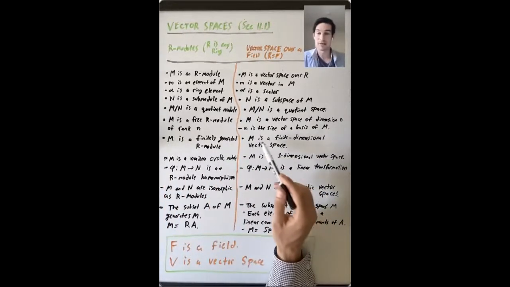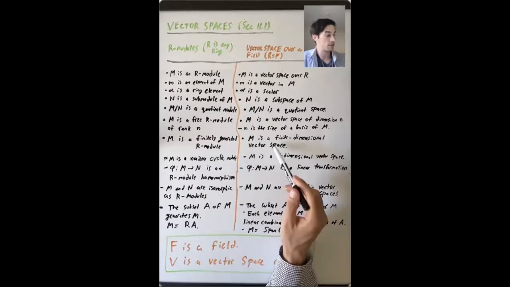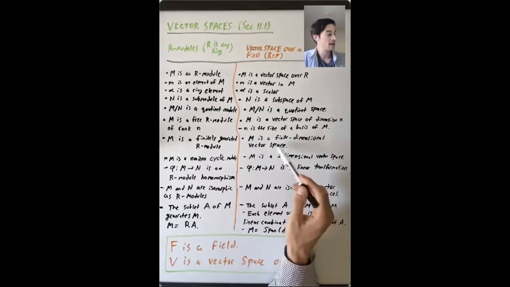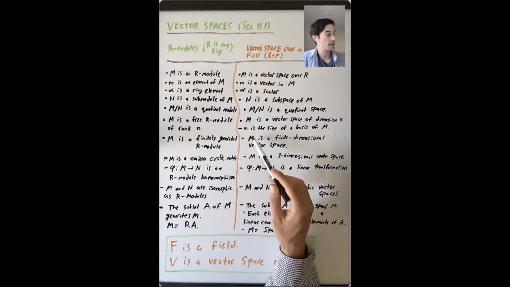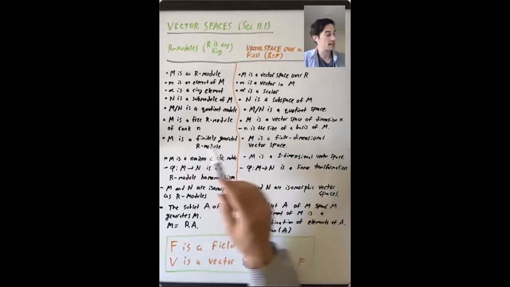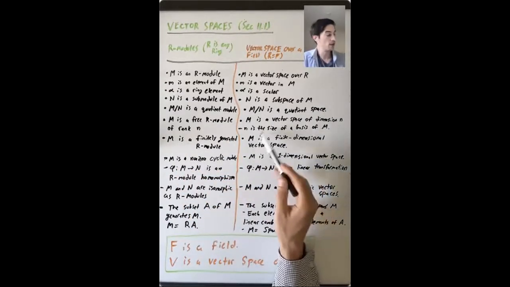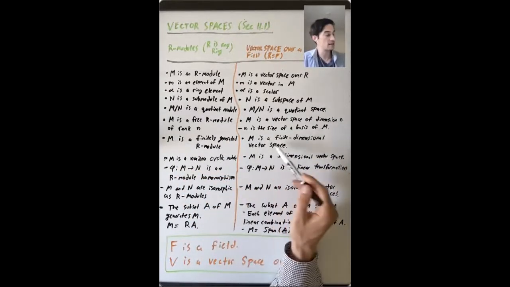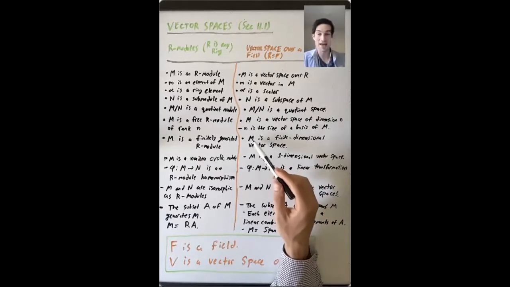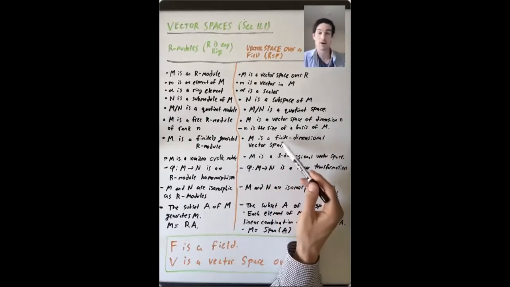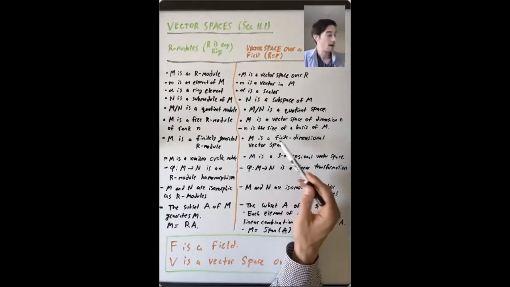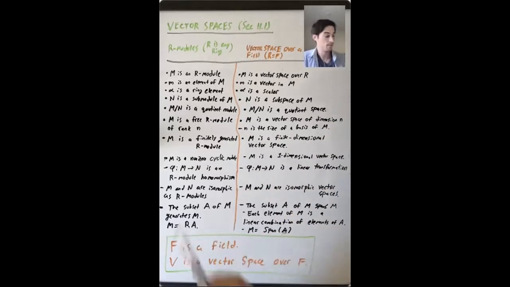All right, M is a finitely generated R module. That corresponds to M being a finite dimensional vector space. Finitely generated, finite dimensional vector space. Here, this is saying that there exists some finite spanning set for M as an R module. And here, this is saying that there exists some finite set of vectors such that they span M. So in fact, there's going to be a finite basis, as we'll see later in this lecture.